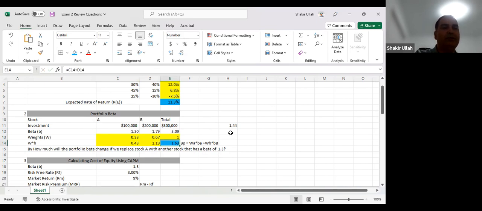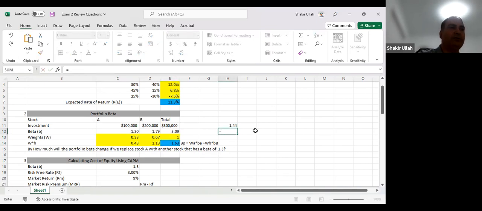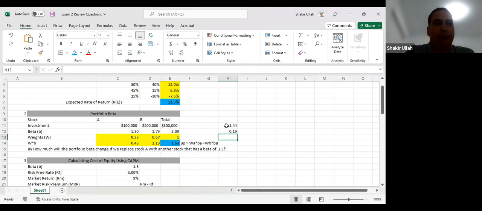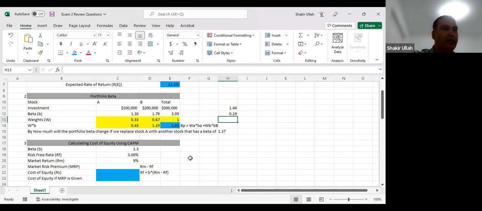1.63. Now the question is, by how much will the portfolio beta change? So of course you find the difference. That would be the new beta minus the current beta. So that comes out to be 0.19. So that is the value by which the portfolio beta will change. Clear? Just in case the question is something like this. All right.